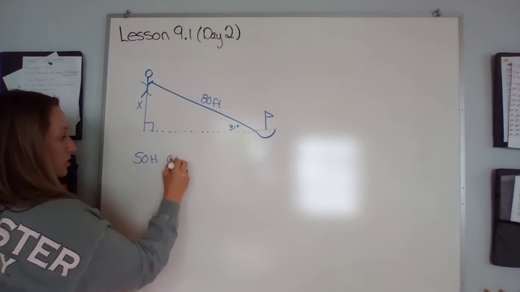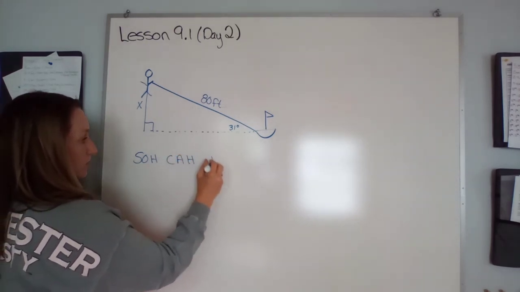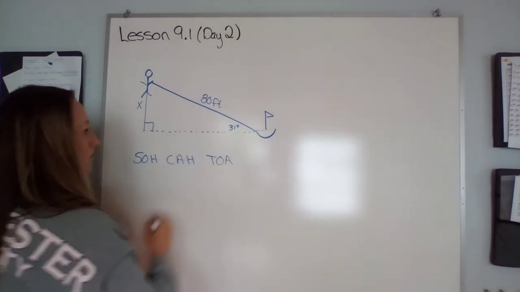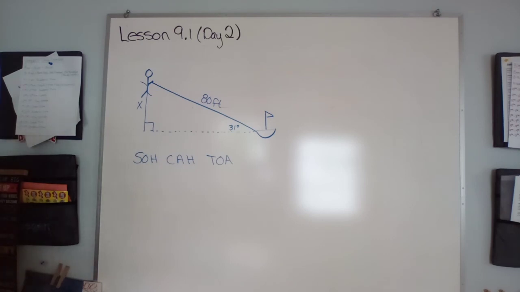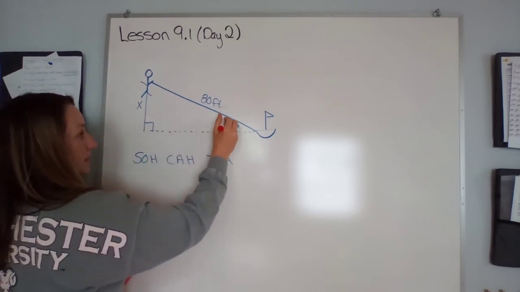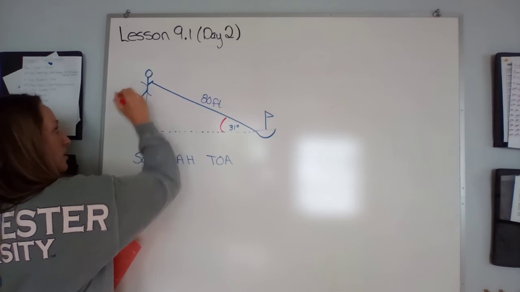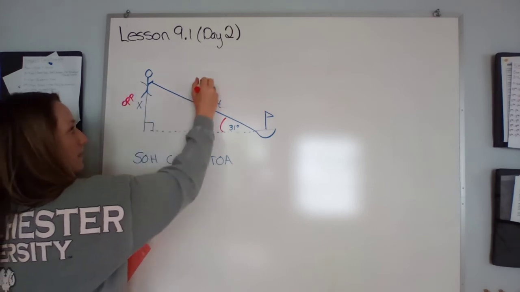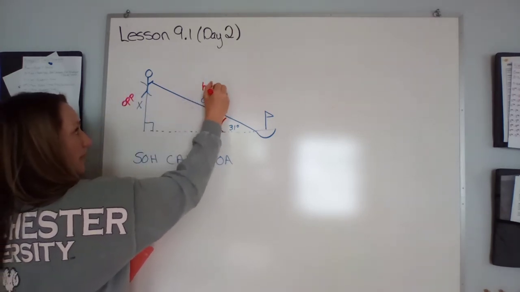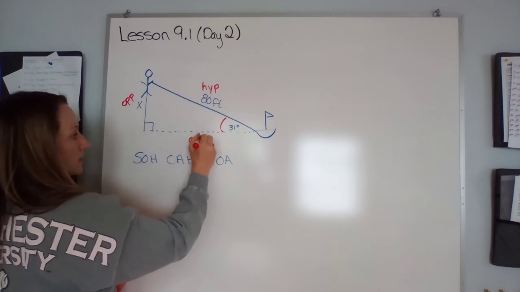Okay. So once you have your diagram set up, I'm going to write SOHCAHTOA so I can figure out which trig ratio to use. And I'm also going to label the sides of my triangle opposite, adjacent, hypotenuse, because that'll help me figure out which trig ratio to use as well. Here is my acute angle. This is my opposite side because it's across from the acute angle. My hypotenuse is always across from the right angle. And then here's my adjacent.